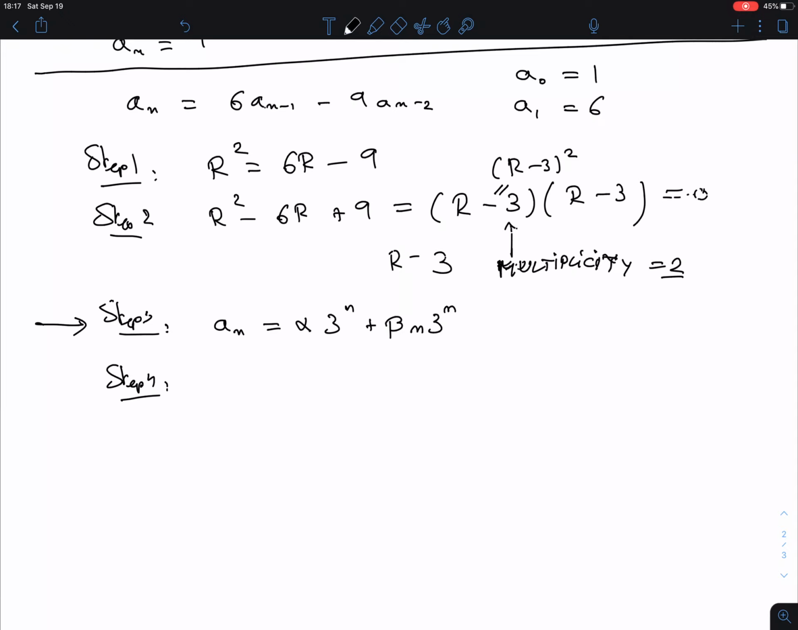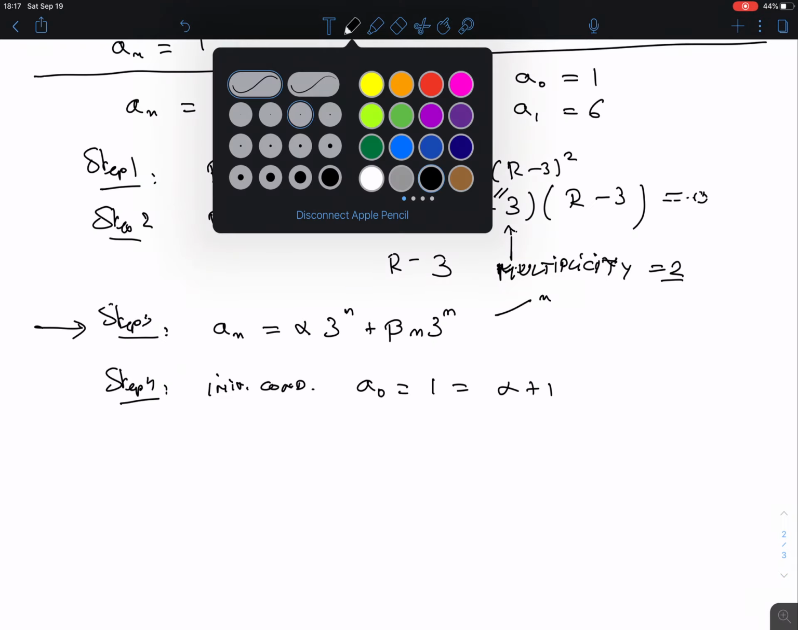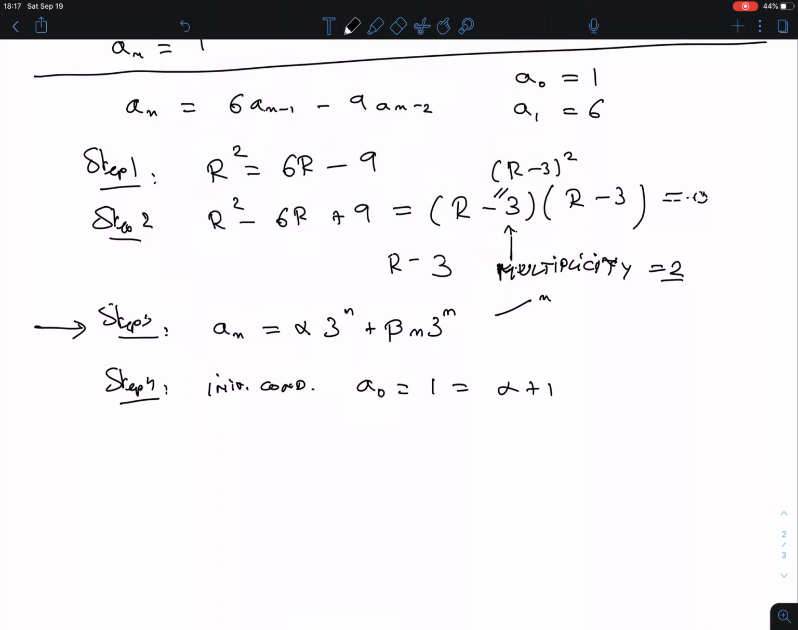Now that's the same thing. You know the initial conditions. So what are the initial conditions? A0 was 1, so that means alpha plus, but now be careful. Now we're plugging in n equals 0 in here. So we're going to put n equals 0. You notice that the second term completely disappears. So I was writing something there where it should not have been there. Sorry, I'm pointing to the wrong thing here.